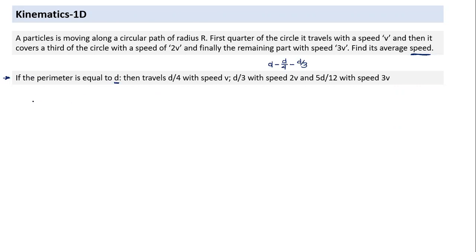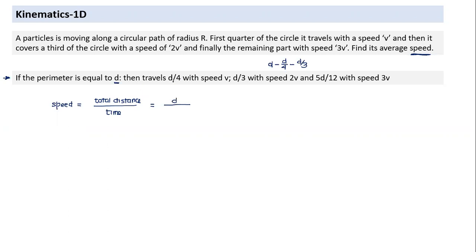Now I have to calculate the average speed. Always I can use this formula: speed is equal to total distance divided by total time. What is the total distance we are traveling here? Sir, d. D only. But time is what I'll calculate now.